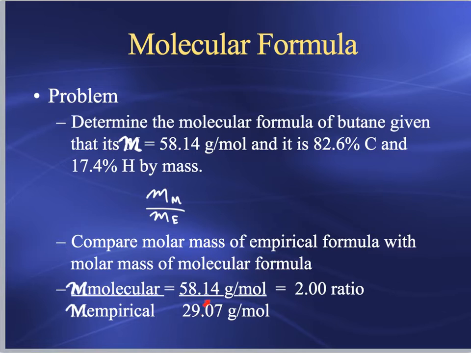All of your units are going to cancel out, and you should get some really nice convenient ratio. If you didn't, chances are you probably messed up your empirical formula somewhere. If you don't get a nice number here that's close to a whole number, then this is probably wrong. But 58.14 divided by 29.07 is 2.